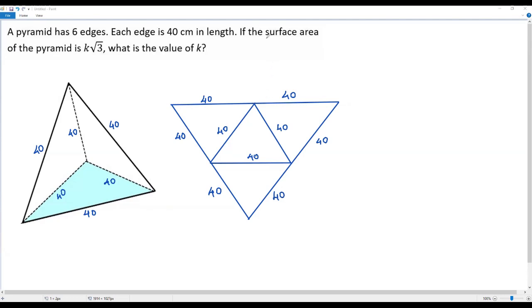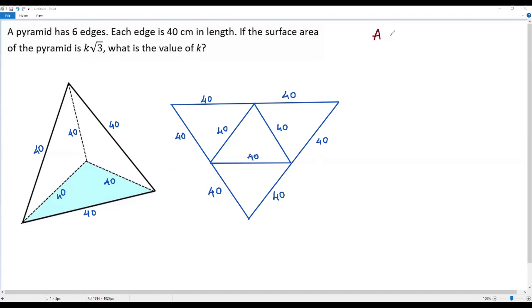To get the surface area of the pyramid, we just have to add the areas of all the faces, including the base. Since each face is an equilateral triangle, we can use the formula for an equilateral triangle to get the area of one triangle, and it has to be multiplied by 4 to get the total surface area of the pyramid, because there are 4 equilateral triangles with the same side length of 40 centimeters.